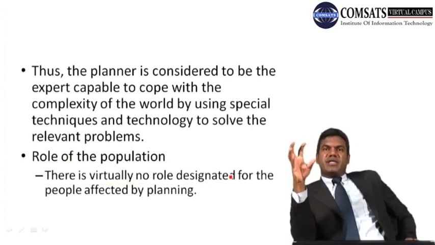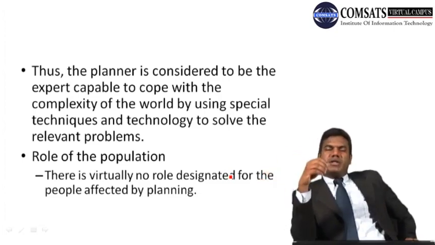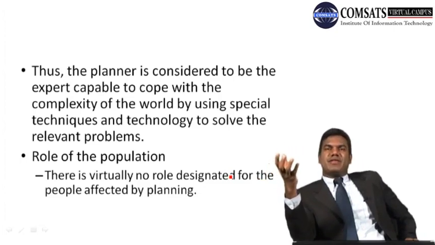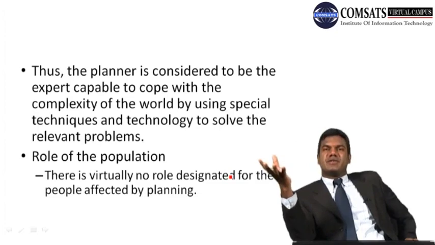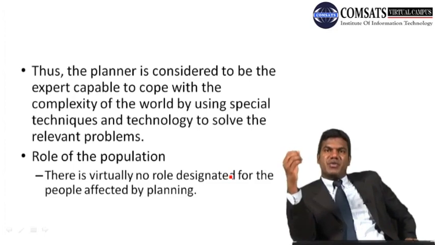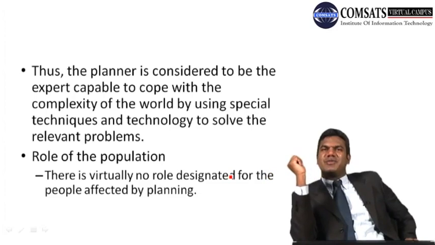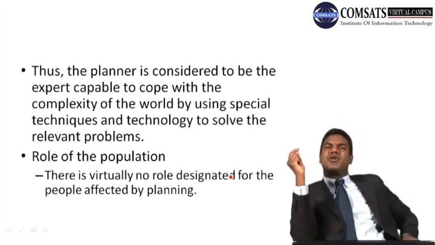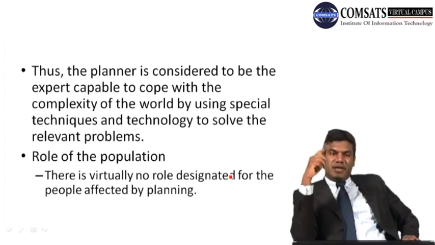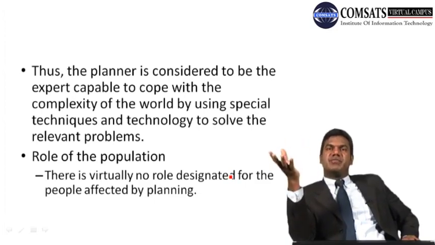Now, the person that we have created, or the person that we are assuming, who is a planner, right? What he is, that he is a super guy. He is someone who knows the complexities. He is someone who knows the special techniques of technology. He is someone who knows how to solve problems. Answer is wahi hai. How come it's possible? Because our assumption is model ki ye hai that he is rational. Right? Then, population ka isme kya role hota? How population is participating in it?